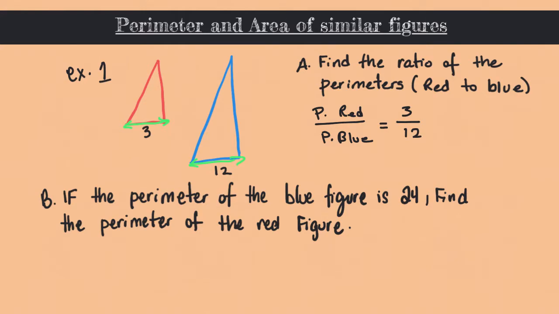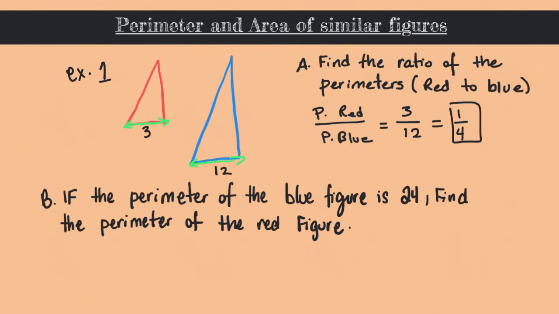Now, can 3 over 12 be simplified any further? Your answer should be yeah, it can, because there is a common factor between 3 and 12, and our common factor is 3. So this simplifies to 1/4. So 1/4 is the ratio of the perimeters red to blue. And we're done with part A.